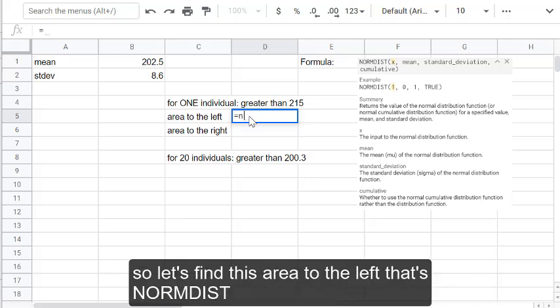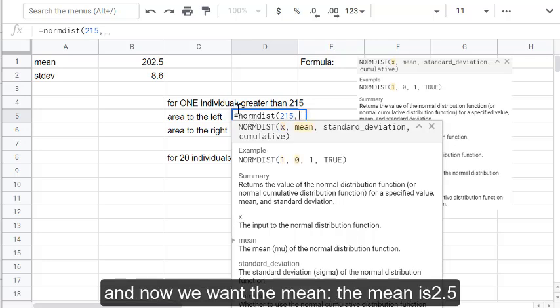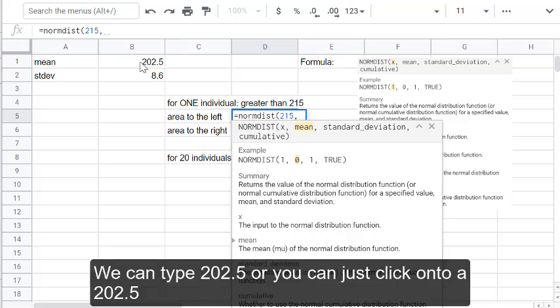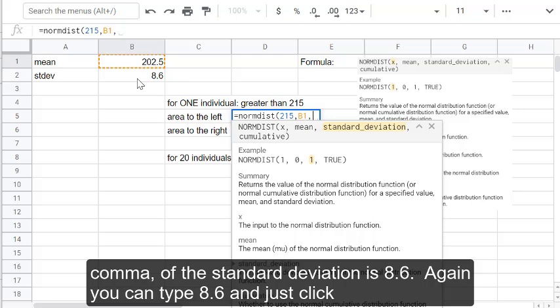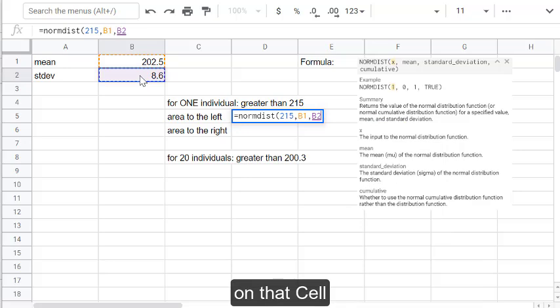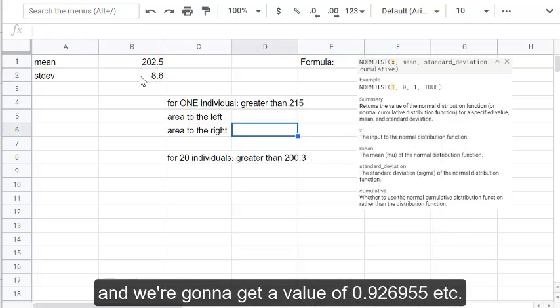So let's find this area to the left. That's NORM.DIST, open parentheses, and we'll start off with 215. And now we want the mean. The mean is 202.5. We can type 202.5, or you can just click on it, comma, the standard deviation is 8.6. Again, you can type 8.6 or just click on that cell, and then we'll say cumulative is true, and we're going to get a value of 0.926955, etc.